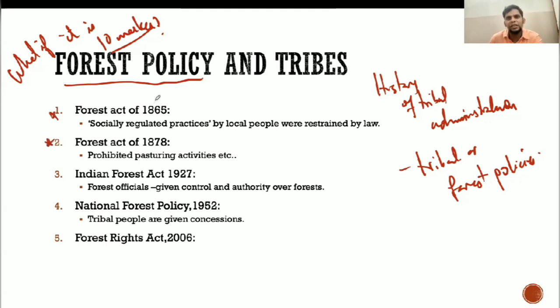Now, 1865 is basically when you started seeing the customary practices getting some restrictions. Eventually they start saying that some of the use activities have to come down. The most important one is your Indian Forest Act. You can mention policies and acts; all of these played a very big role in ensuring that tribal ways of life changed to a great extent. And you have your National Forest Policy of 1952 and even the recent Forest Rights Act.